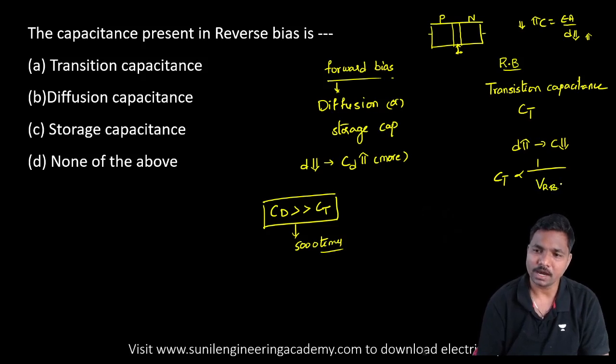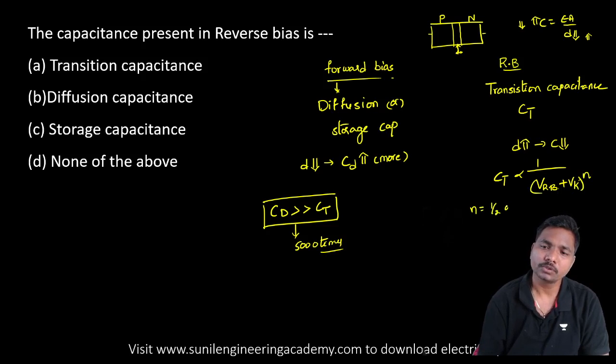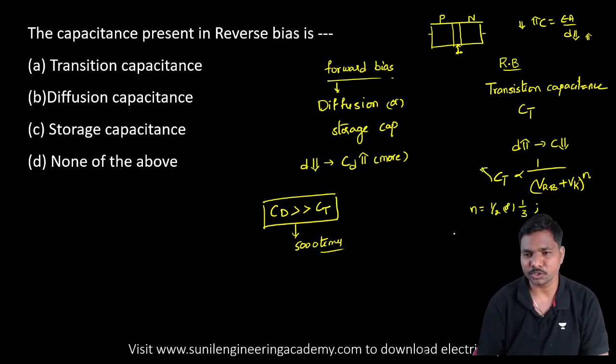CT is proportional to one over (V reverse bias plus Vk) whole power n. This n value is equal to 1 by 2 or 1 by 3. The varactor diode is based upon this transition capacitance only. For that, the n value is equal to 1 by 3. These are the very important questions on the two capacitances.